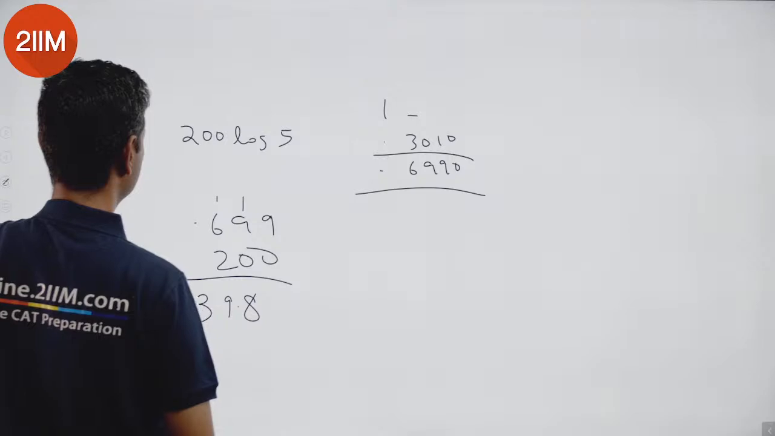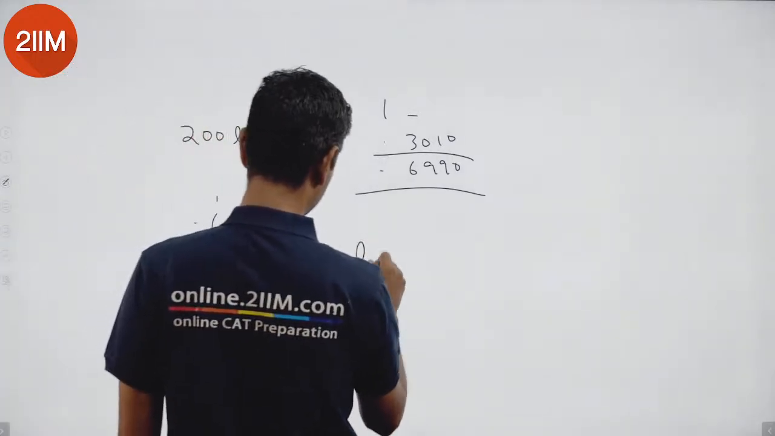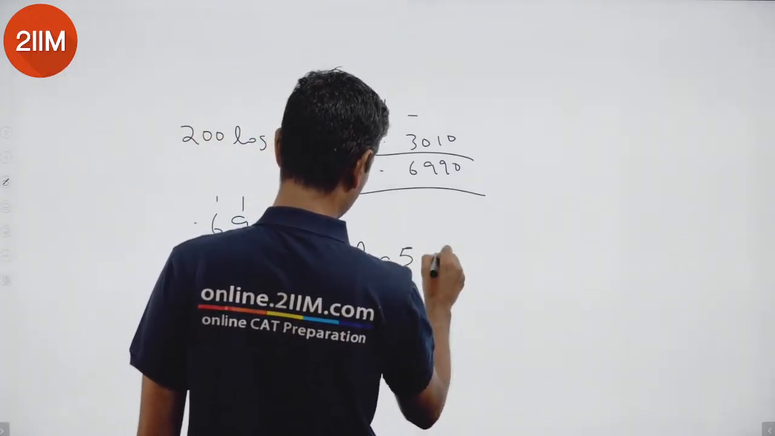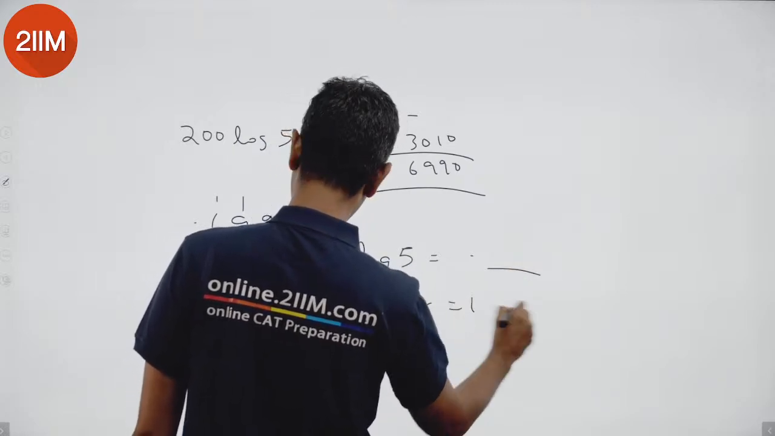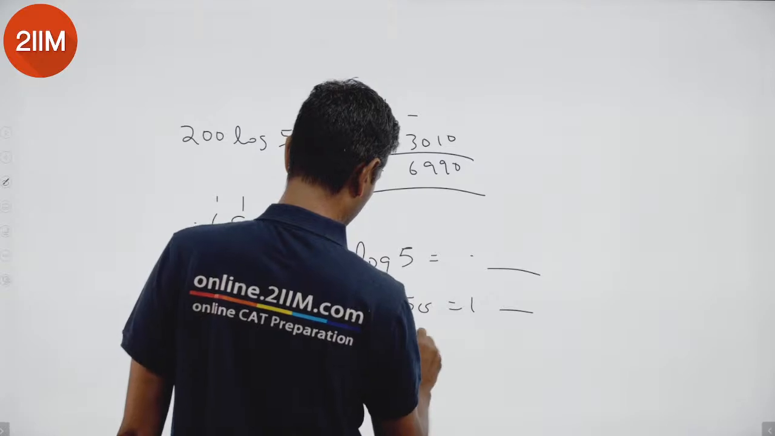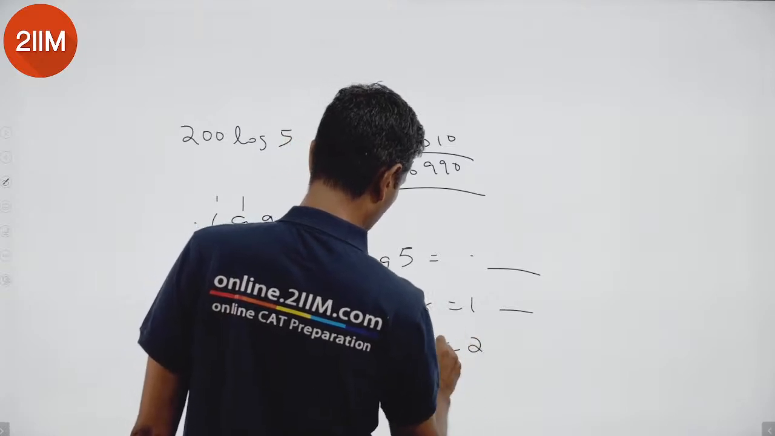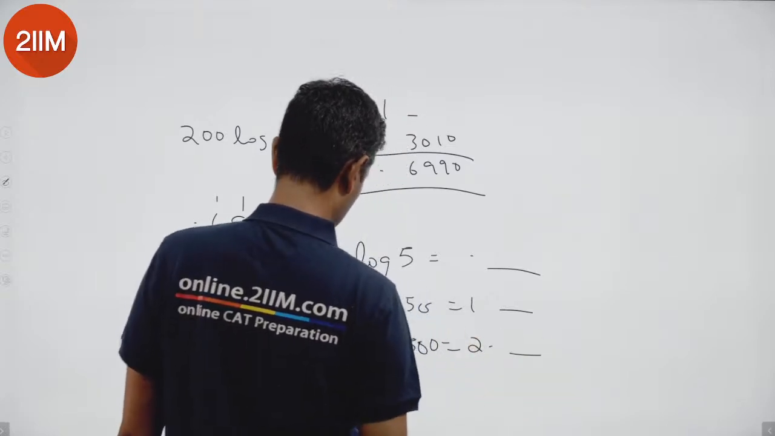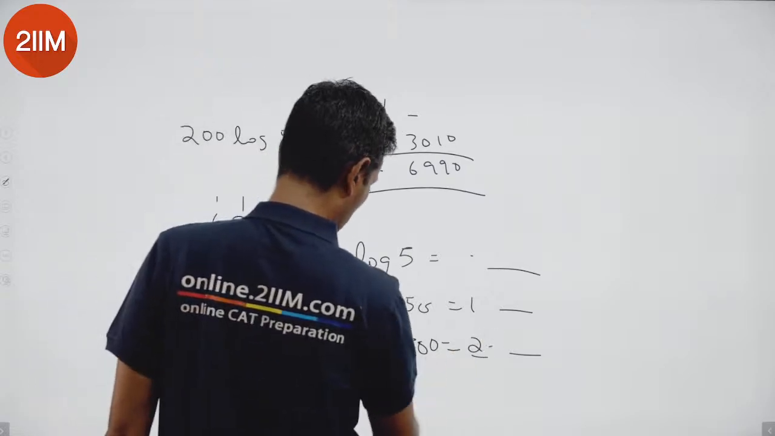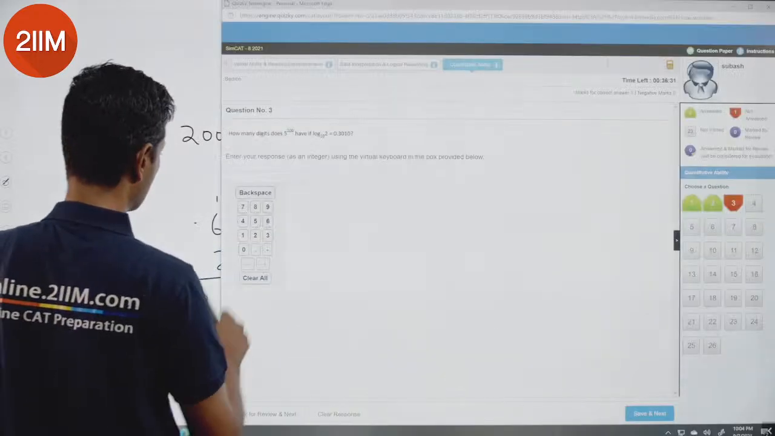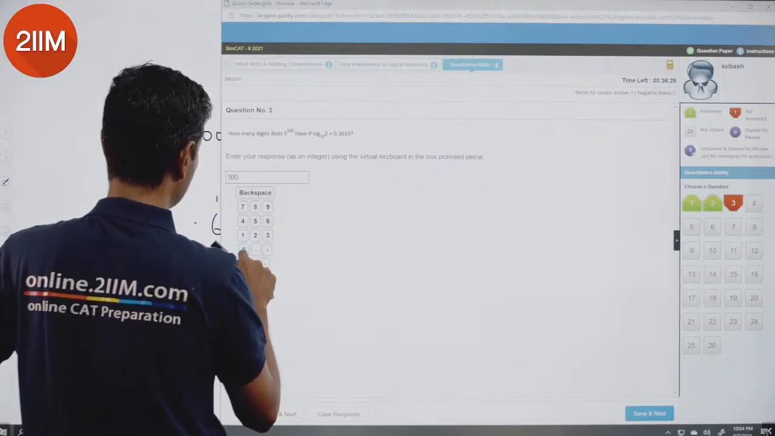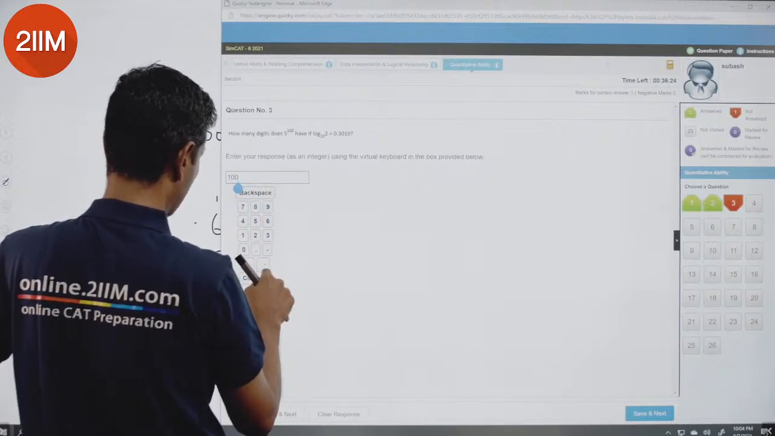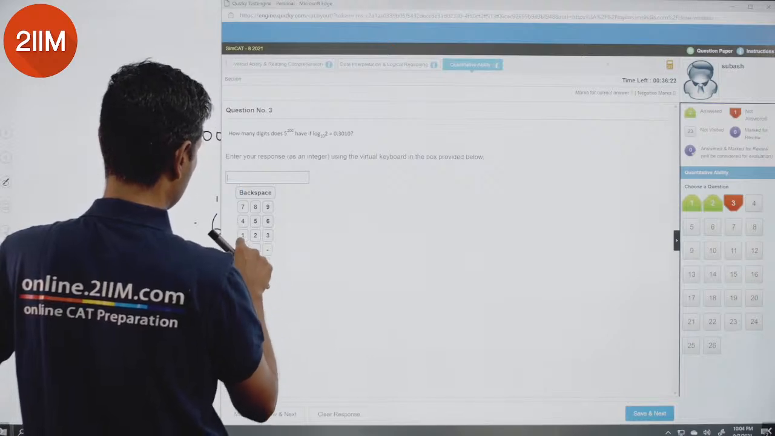So log 5 is point something. Log 50 is 1 point something. Log 500 is 2 point something. So this number plus 1 is the number of digits. 139 plus 1, 140. Don't do this to me. Why is this not erasing? 140.